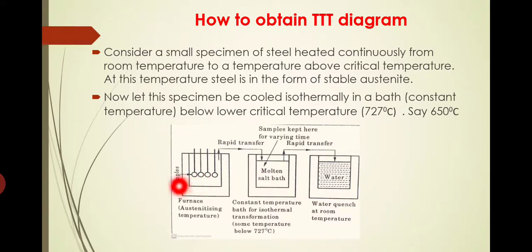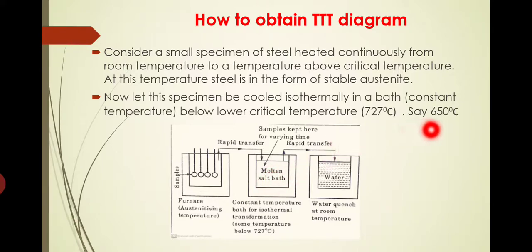The furnace is there for the heating of the specimen, and the specimen is heated to a temperature higher than the critical temperature, and the structure obtained is austenite. We will call it the austenitic temperature. We will be heating it for a particular time period. Once all the parts of the specimen have got heated enough and a uniform temperature is reached, then we will rapidly transfer that specimen into the molten salt bath. In this molten salt bath we will be setting the constant temperature, that is 650 degrees Celsius. So samples are kept here for varying times after rapid transfer.